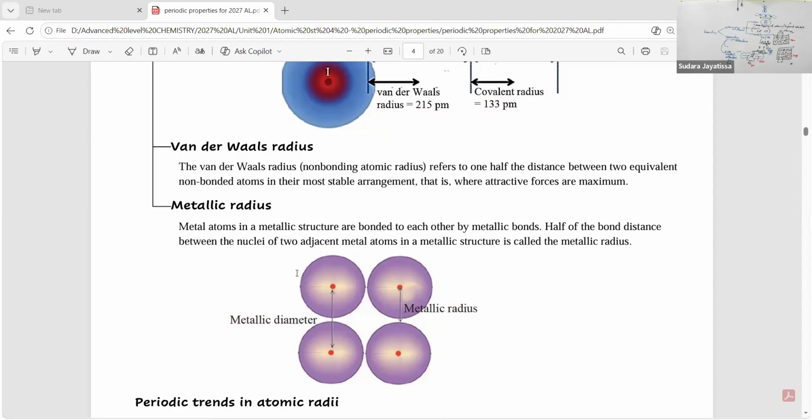For I2-like molecules, we can get both the van der Waals radius and the covalent radius. Let's say helium. Helium is not making any bonds with another helium atom. It will just make this attraction only. Helium will be like this.